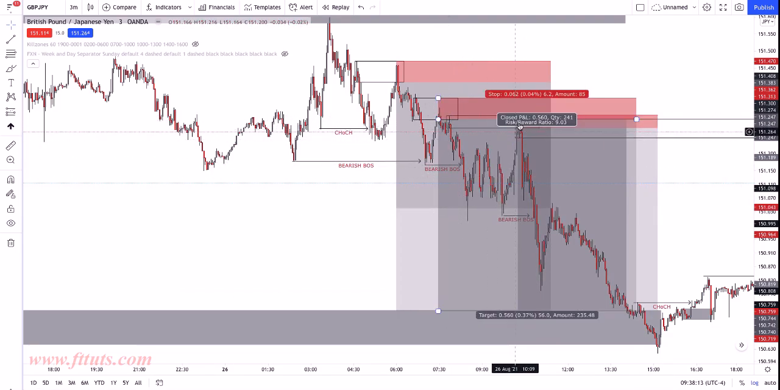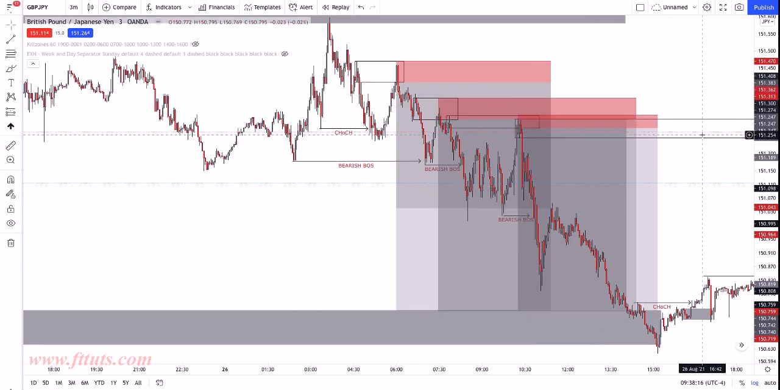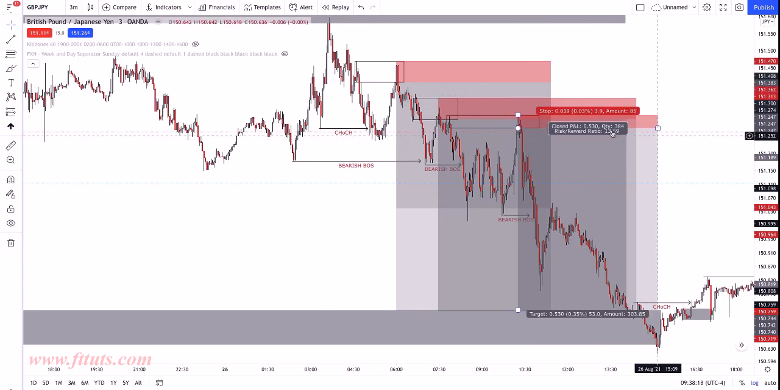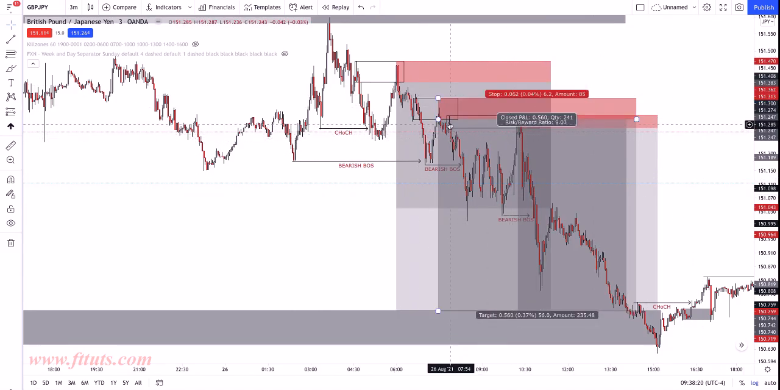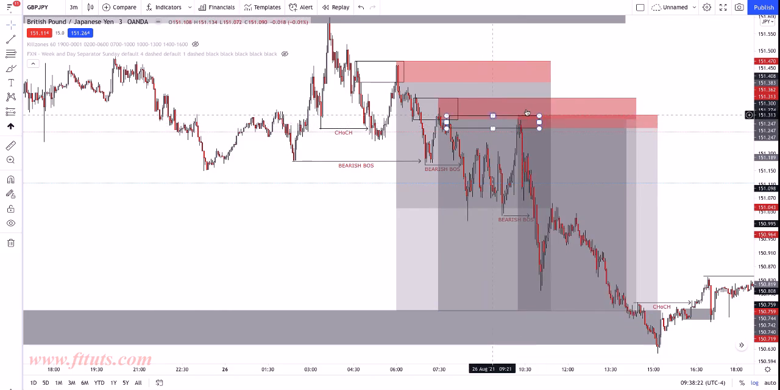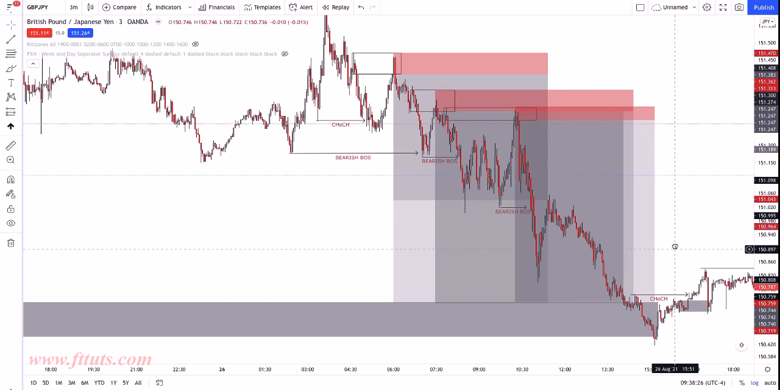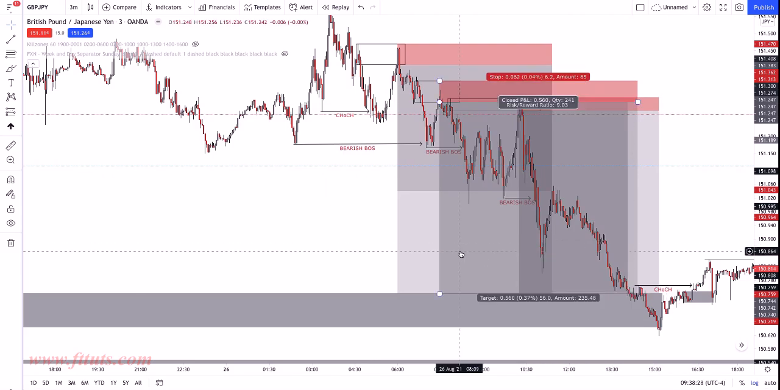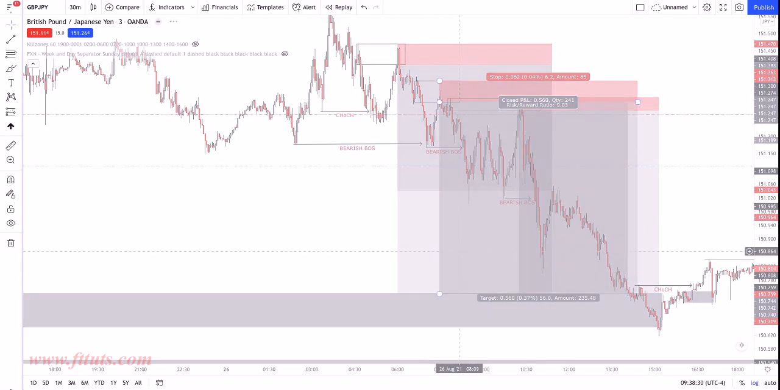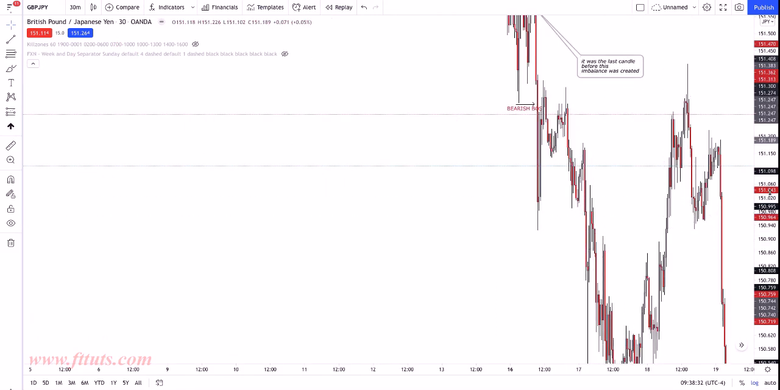Price then pulled back, as you can see. Let me remove this for now. Price pulled back into that area of supply. Stop loss at the wick, entry at the wick as well, and then we ride the move over to the downside. And now remember the demand zones we had marked out, that would be your take profit points.